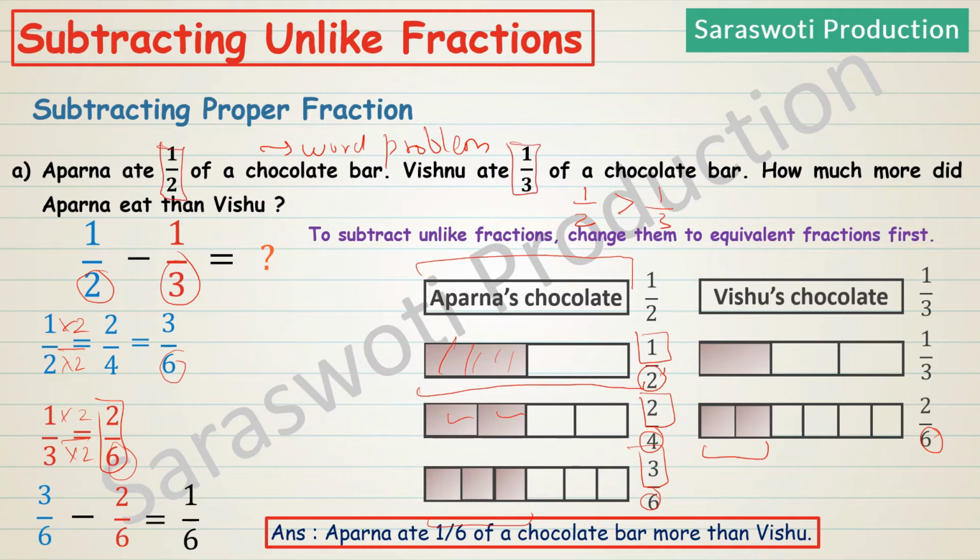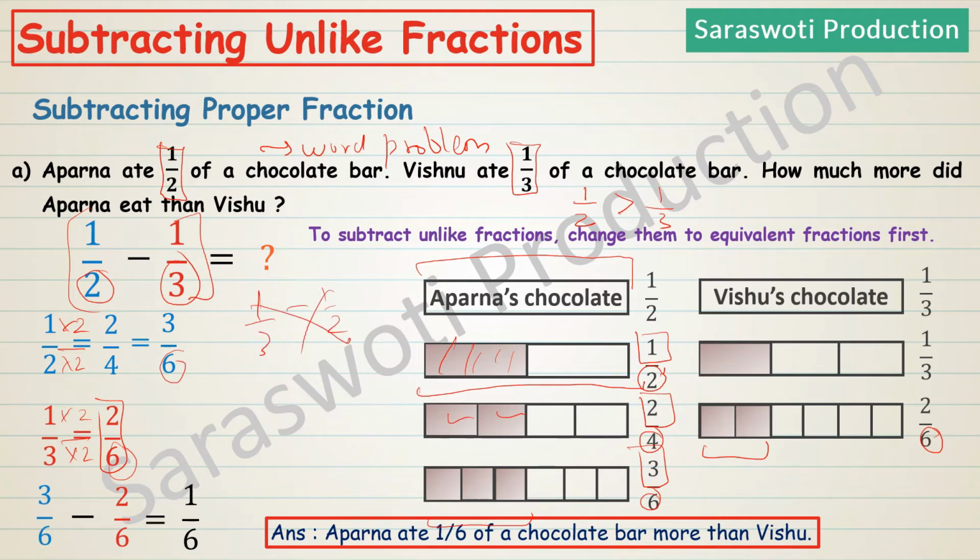So they're clearly saying here that Arpana's chocolate, that is 1/2, is more than 1/3. And we have to see by how much. That is finding out the difference between both of them. We had to find out 1/2 minus 1/3 and not 1/3 minus 1/2, okay? So keep that in mind.